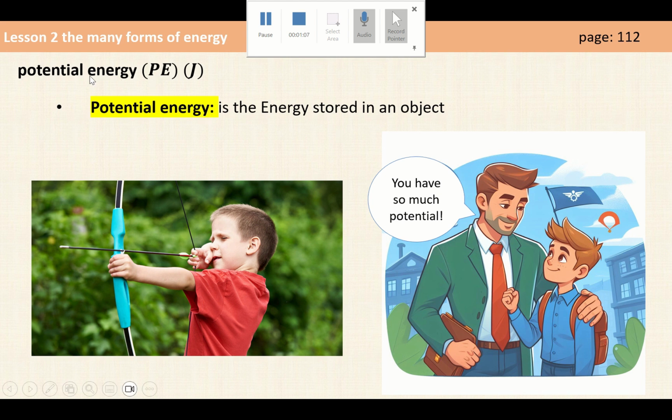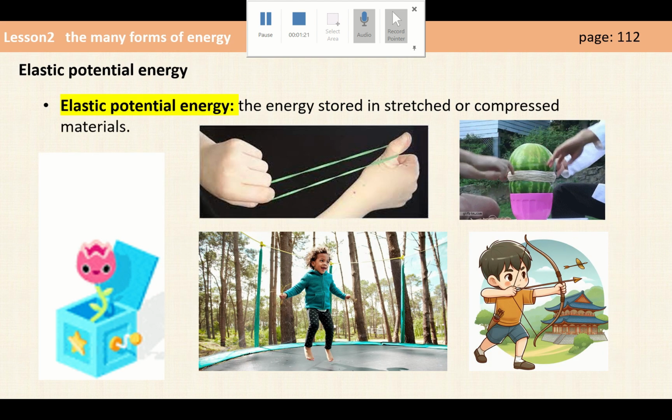Now, the symbol of potential energy is PE. Just like kinetic energy has a symbol KE, potential energy has a symbol PE. And both of them are measured in joules since both of them are types of energy.